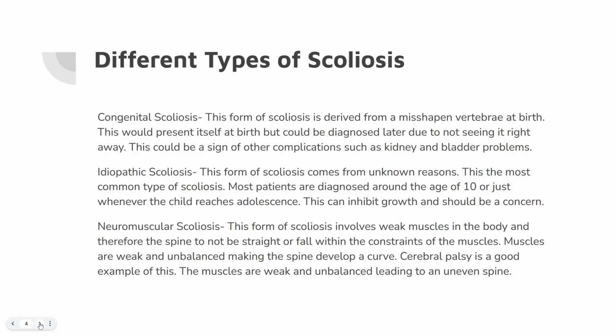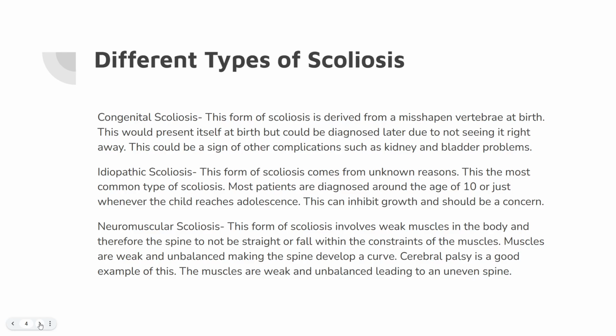The different types are congenital scoliosis. This form of scoliosis is derived from a misshapen vertebrae at birth. This would present itself at birth, but could be diagnosed later due to not seeing it right away. This could be a sign of other complications such as kidney and bladder problems.